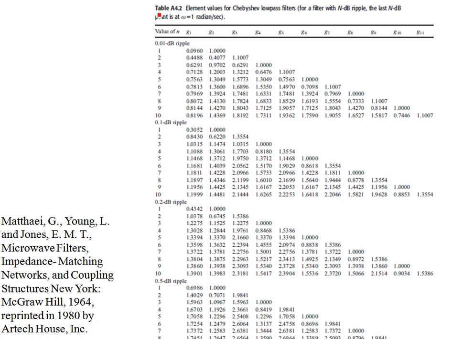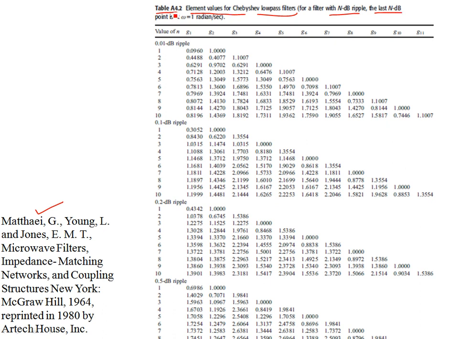Now this is the table A 4.2, and this table also appears in the appendix of the 4th chapter of John B. Hagen, and this consists of element values for Chebyshev low pass filters. This is for N dB ripple.